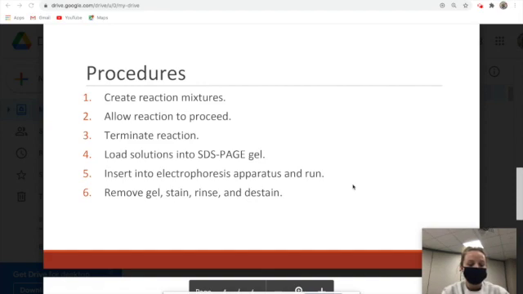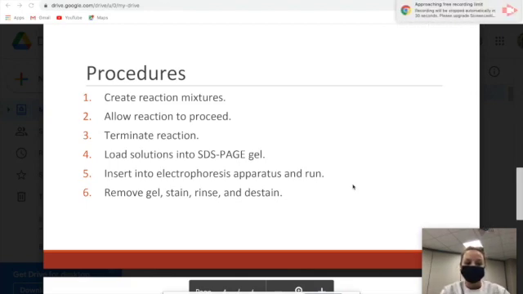After an hour, you're going to remove the gels and submerge them fully in the stain for 20 minutes, then rinse with warm water to remove the stain from the gel other than the protein, and then put it in the destaining solution overnight or until you take the pictures.